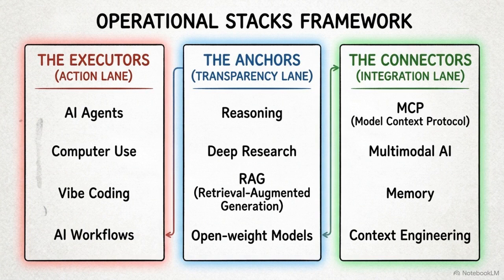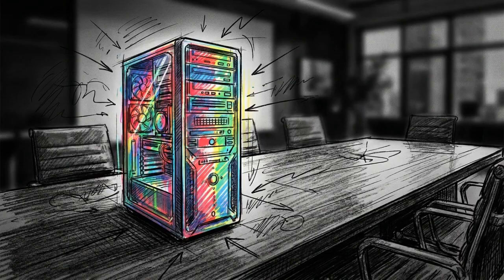This framework organizes the landscape into 3 lanes: the executors for action, the anchors for transparency, and the connectors for integration. The executors column consists of tools designed to take action and complete complex tasks autonomously. The anchors column focuses on tools that provide transparency, factual grounding, and strict data security. The connectors represents the tools built to integrate these AI capabilities with your existing software and legacy databases. Managing the 2026 landscape requires identifying your specific operational friction and investing heavily in the single stack that addresses it.